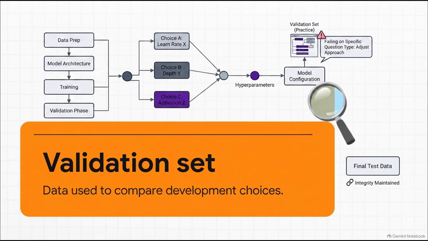Next up, we step into the tuning phase with the validation set. This is the data we use to compare development choices. You see, as a model is being built, developers have to make a ton of structural choices. These are technically called hyperparameters. Think of the validation set as the practice quizzes the student takes before the big exam. It essentially tells the developers, hey, the model is failing on this specific type of question, we need to adjust our approach. And it does this all without ever compromising the integrity of the final test data. It safely guides those critical choices.